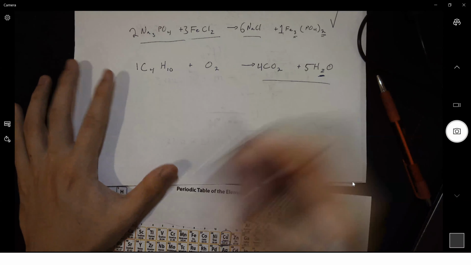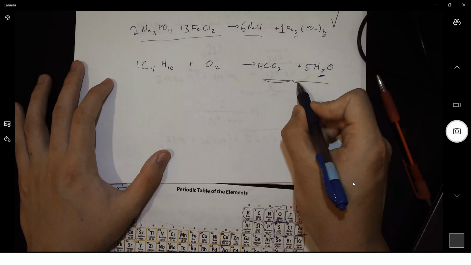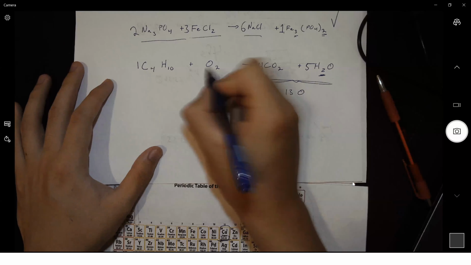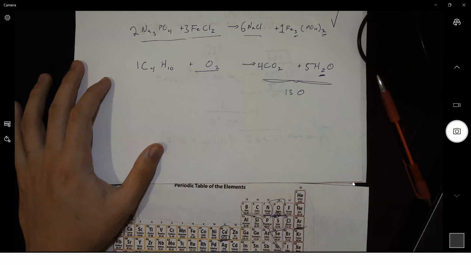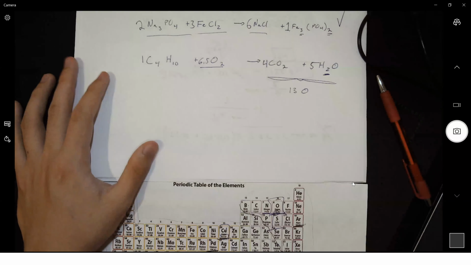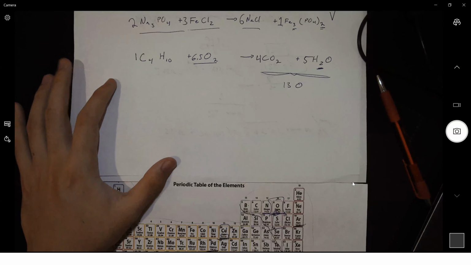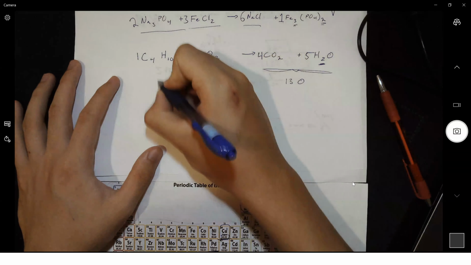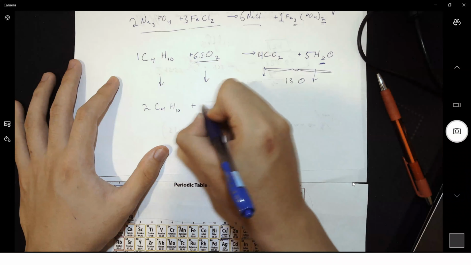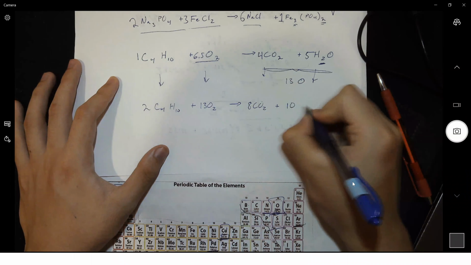Can someone tell me how many oxygens are on this side? How many total oxygen atoms do we have here? Is that right? Yep, so 13 oxygen. So then what should we put here? Well, we need 13 over 2, which is 6.5. However, your AP chemistry teacher might not like this, and he or she will probably want all of these coefficients to be integers. So all we have to do is multiply all of these by 2. Okay?